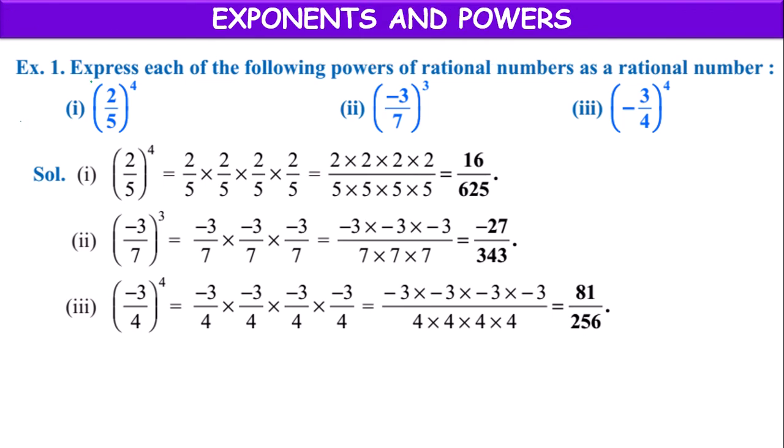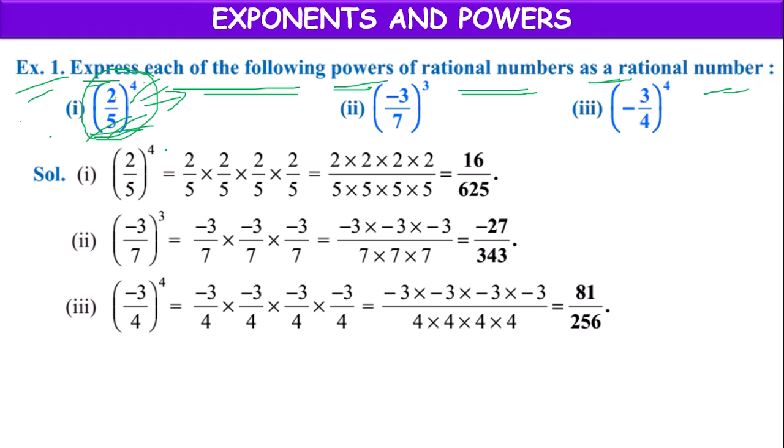Let's see some example problems here. Example 1. Express each of the following powers of a rational number as a rational number. So we have the first question, 2 by 5 whole power 4, a power of a rational number. We have to represent it as a rational number without power.